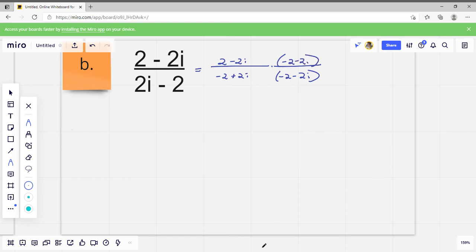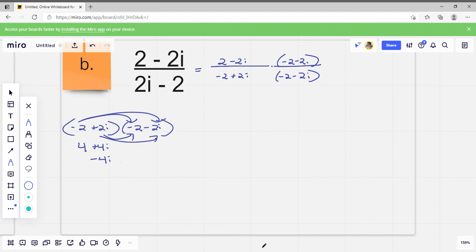Right, so for the bottom, we have negative 2 plus 2i times negative 2 minus 2i. That would be a positive 4. That would be a positive 4i. That would be a negative 4i. And that would be a negative 2 times negative 1, which would make positive 2. Those cancel. We get 6. Okay, now we got to do the top.